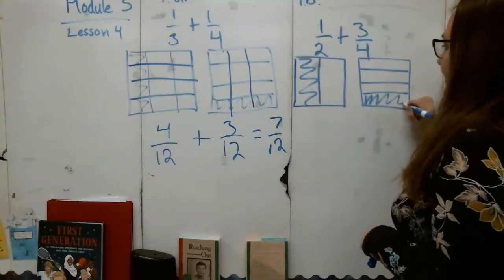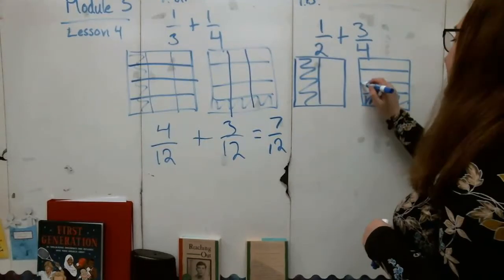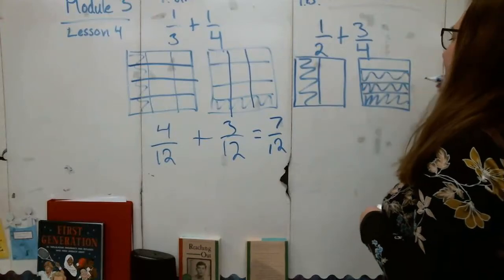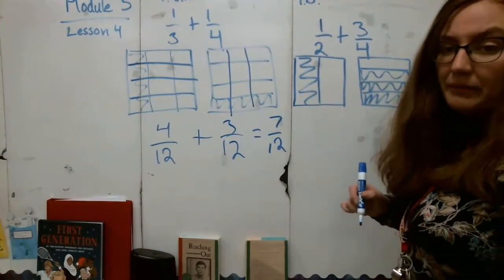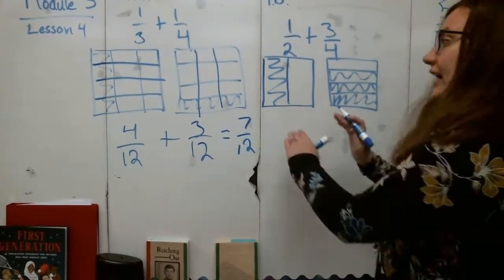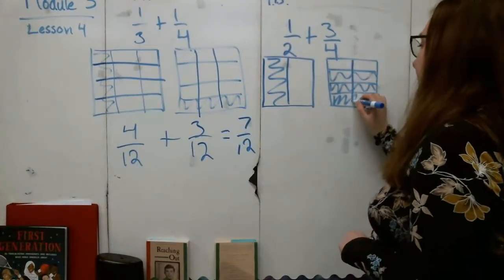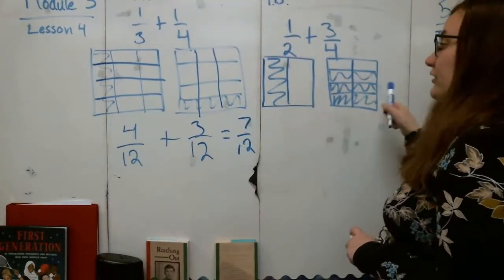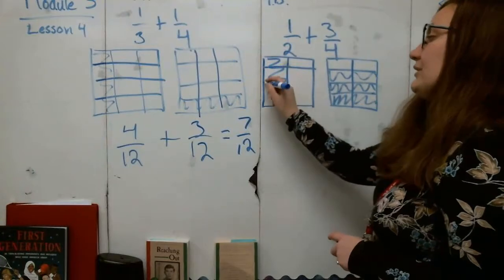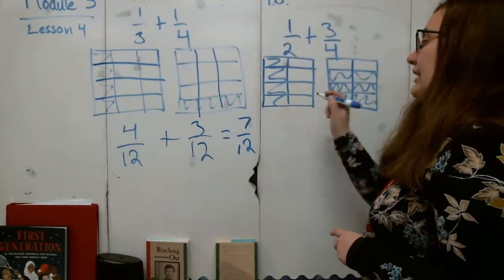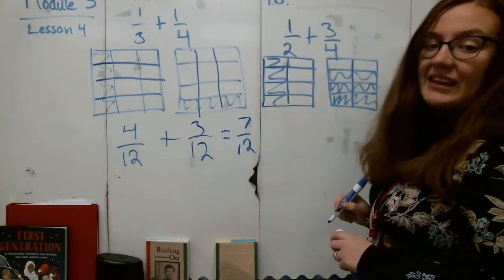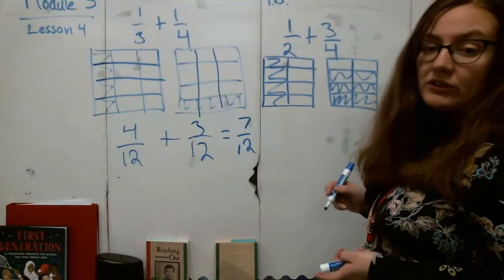So since I have a 3 in my numerator, I'll shade in 3 parts, just like so. And then I will split up my models to show how they can have common denominators. So since I split this one in half, I'll split this one in half. And since I split this one into 4ths, I will split this one into 4ths, so that we can create those equal parts.